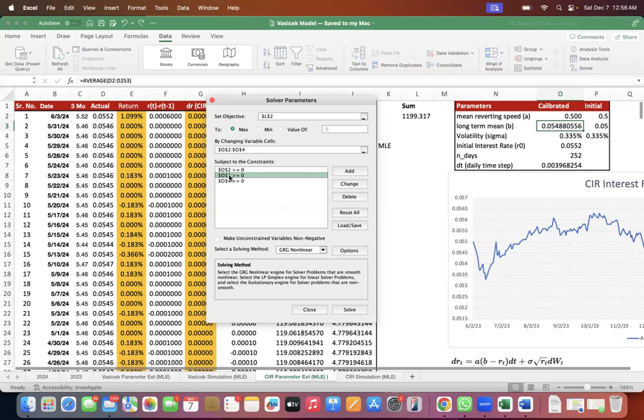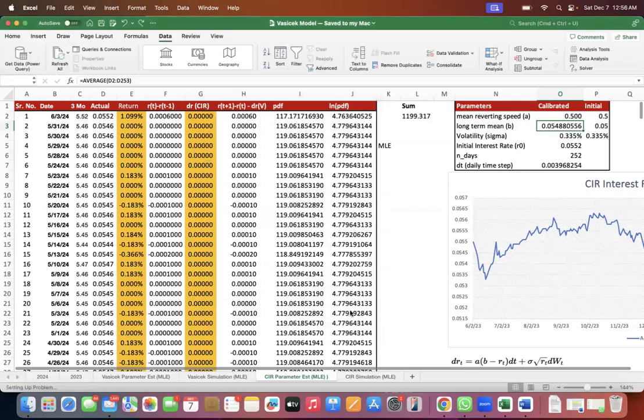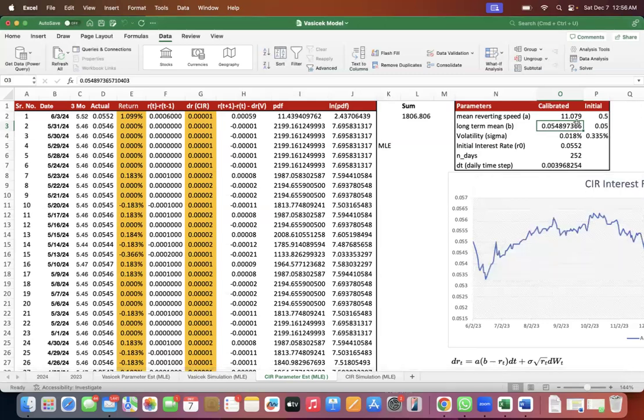The CIR model, as I said, is used to generate positive interest rate values, and that's why this long-term mean should be positive, greater than or equal to 0. And for the last component, the volatility, we say it should be greater than or equal to 0. So basically A, B, and sigma should all be positive. Then unclick this option, which I guess is checked by default, and just solve it. As I solved it, I got updated values. Now these are my calibrated parameters.